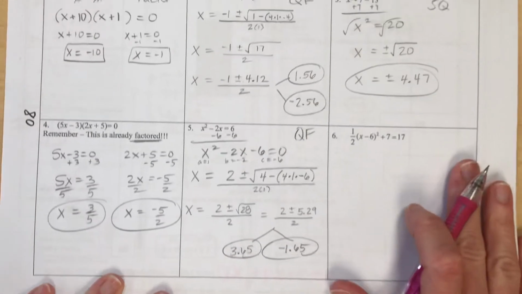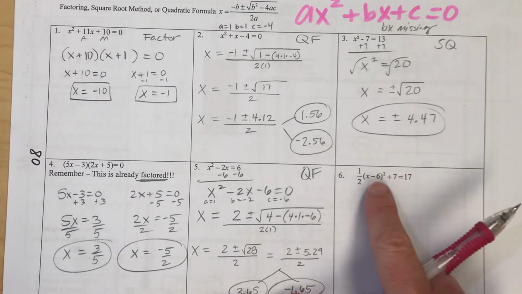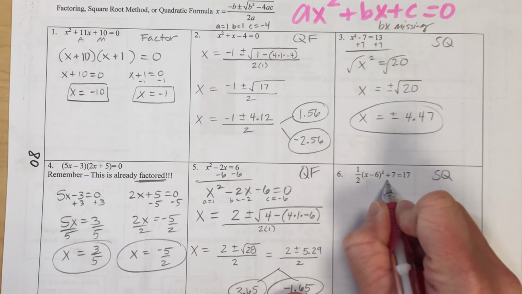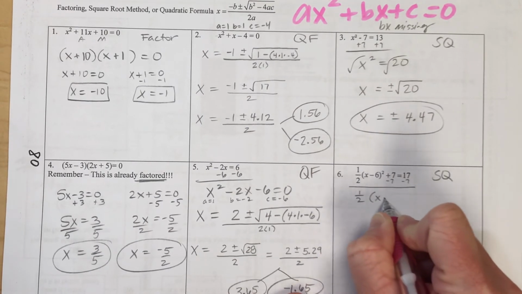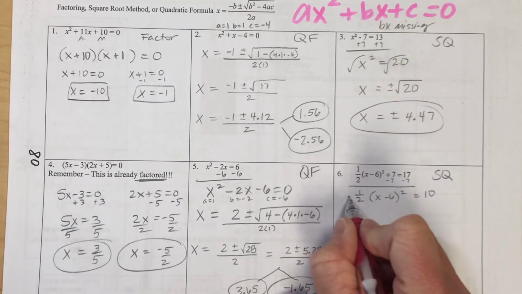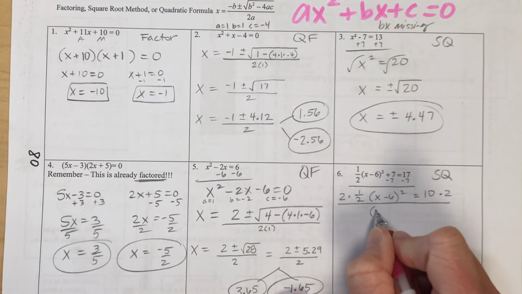All right, last one. I see a quantity squared, and so to get rid of a quantity, meaning a group squared, we're going to use the square root method. I'm going to subtract my 7 first. 17 minus 7 is going to get me 10. And now to get rid of this half, I'm going to undo it by multiplying by the reciprocal, which is going to be 2.